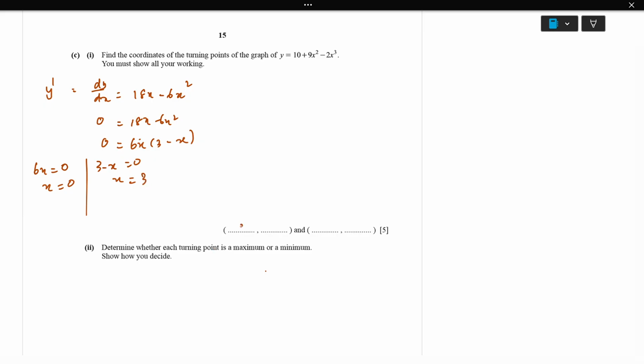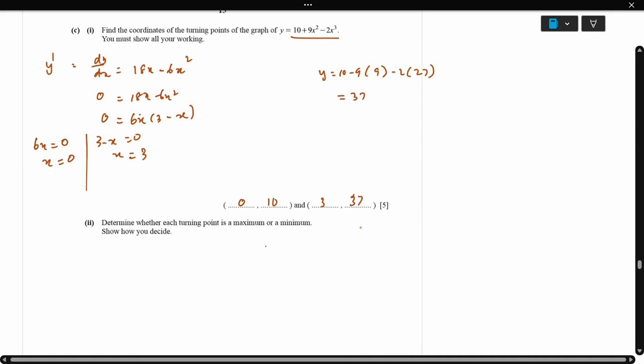We got two values, x equal to 0 and x equal to 3. Now we have to substitute into the given equation. When we put x equal to 0, the y value is going to be 10, so I'm writing 10 here. Next, when I put 3 here, we get 10 plus 9 times 9 minus 2 times 9 cube, which is 27. So the answer is going to be 37. So (3, 37), the two turning points we got.